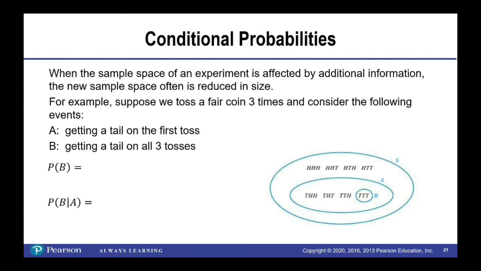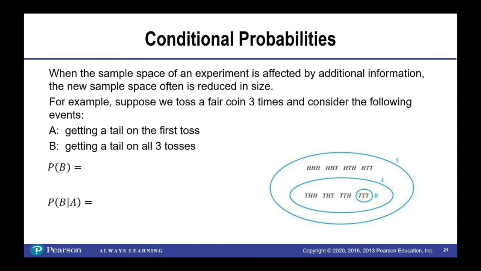Now let's look at conditional probabilities. With conditional probabilities, our sample space is affected by additional information, and so this reduces the size of our sample space. So let's suppose we toss a fair coin 3 times. We have 2 events. Event A is getting a tail on the first toss, and event B is getting a tail on all 3 tosses.